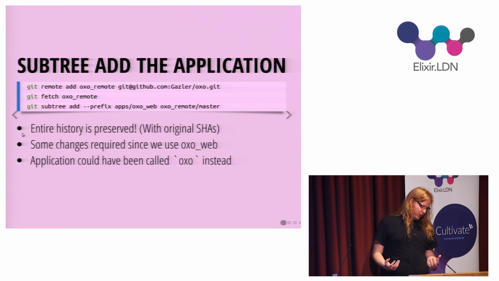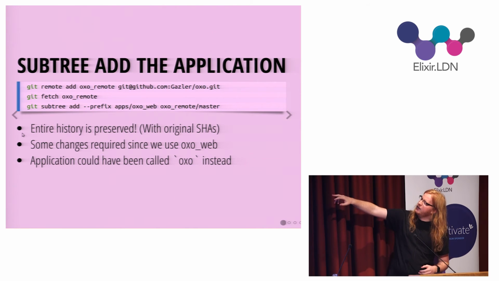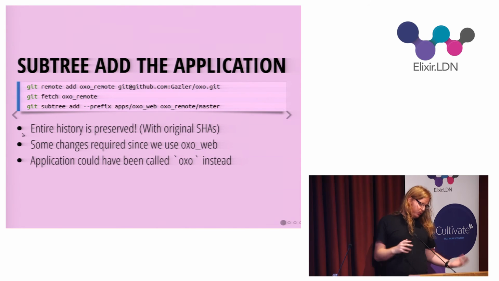And the way subtree add works is you add a remote, and then you fetch the remote, and then you call subtree add, and you specify a prefix, and the prefix is the destination for the application.